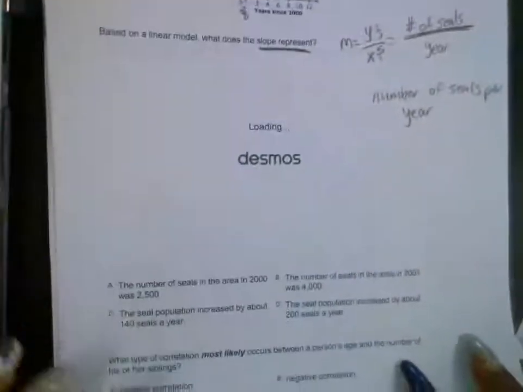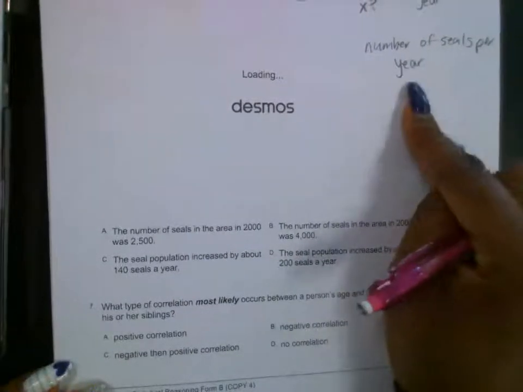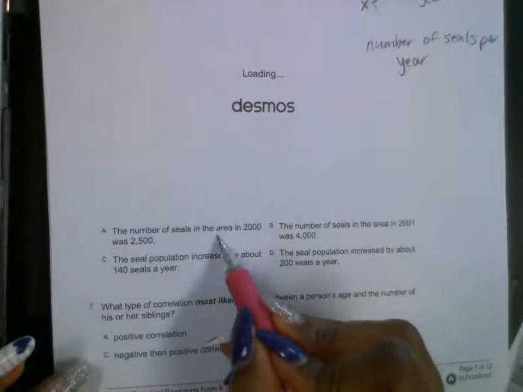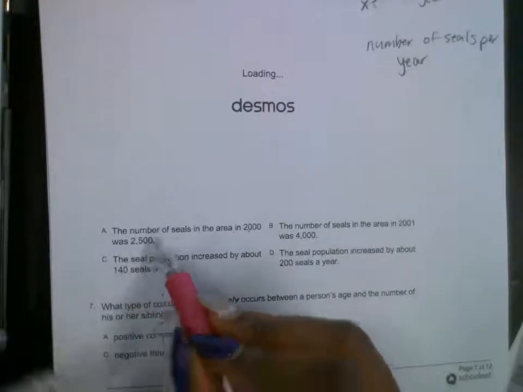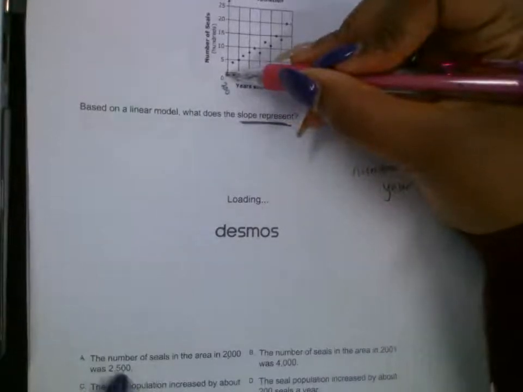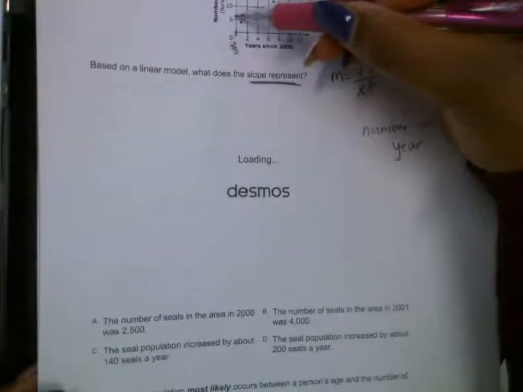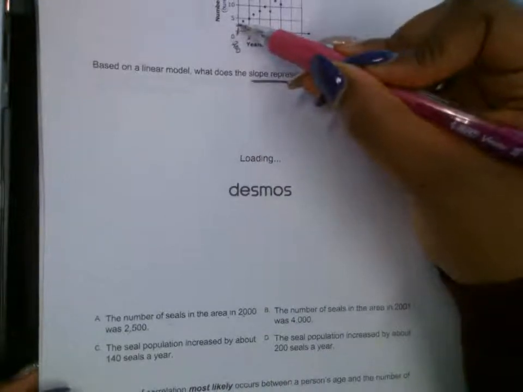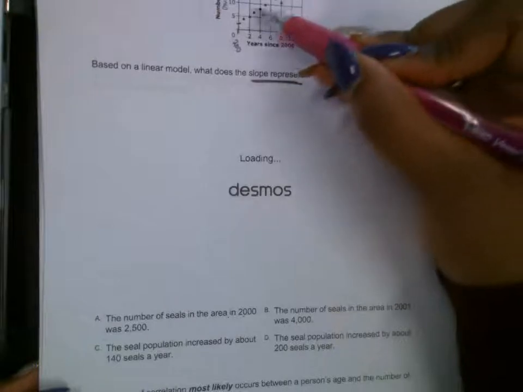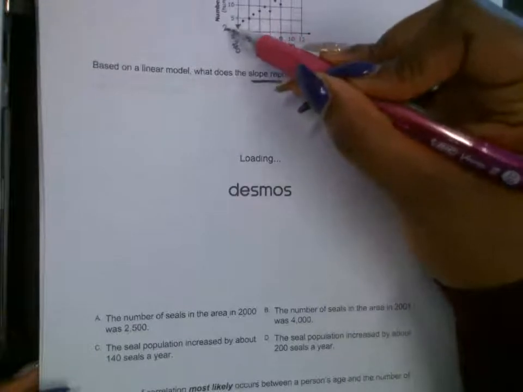So now we have to figure out which one of these is the best answer to represent the number of seals per year. It says the number of seals in the area in 2000 was 2,500. So let's do 2000. The year 2000 is right here. And the number of seals in that area was 2,500. This is 5 up here. So it's possible 2,500 is in the middle. So it's possible that this is the answer right here, because between 0 and 5 is 2.5.